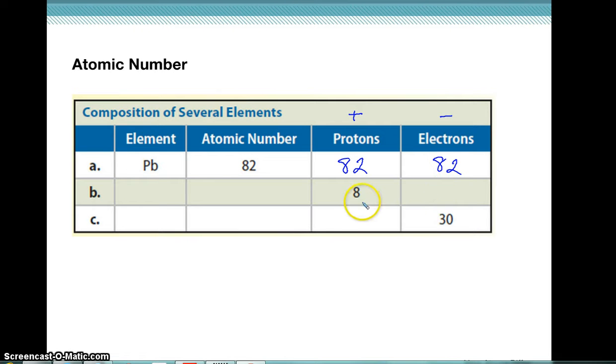All right, now let's find an atom with 8 protons. That means the atomic number is also 8. And which element has an atomic number of 8? Well, that would be oxygen. And we know that if there are 8 protons, there are also 8 electrons. Now for the third one, we have 30 electrons. That means we have 30 protons. The atomic number is 30. And what element has an atomic number of 30? If you take a look at your periodic table, that will be zinc.